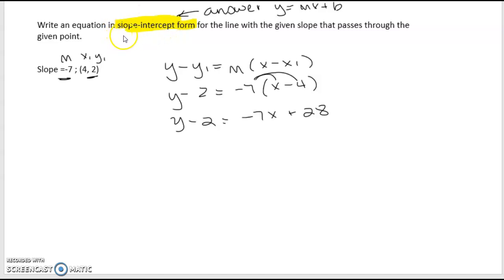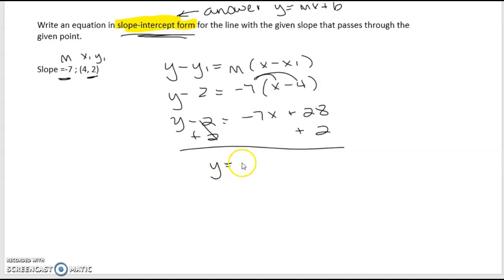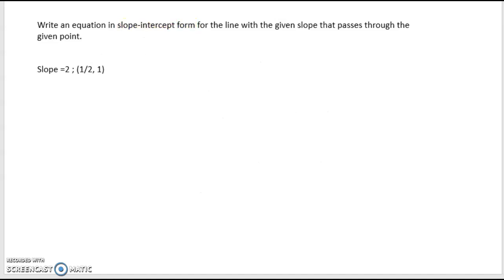And then remember we said that we want the equation to be in slope-intercept form. So we go plus 2 to both sides. So y equals negative 7x plus 30. This is in slope-intercept form, y equals mx plus b. The good thing about point-slope formula problems is that they are the same process, the same steps every single time, just with new numbers.